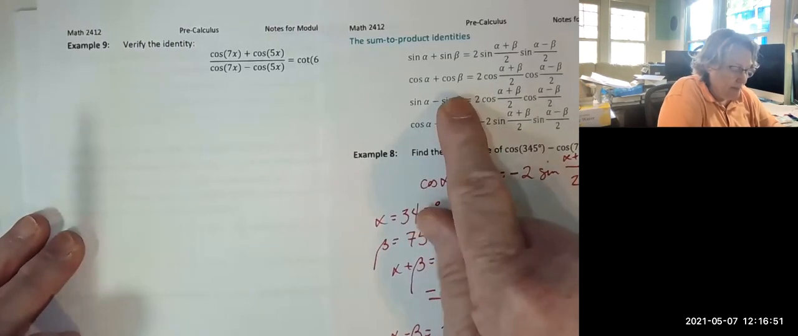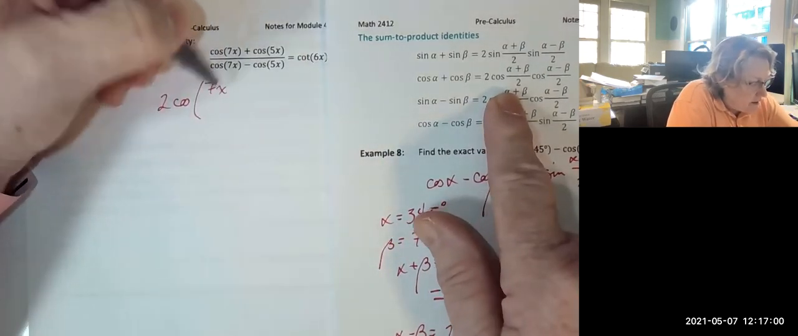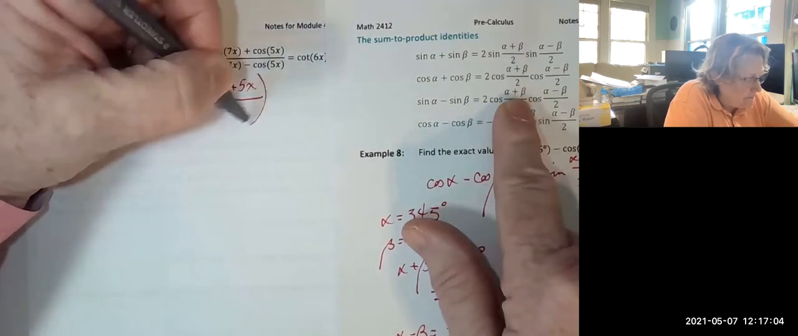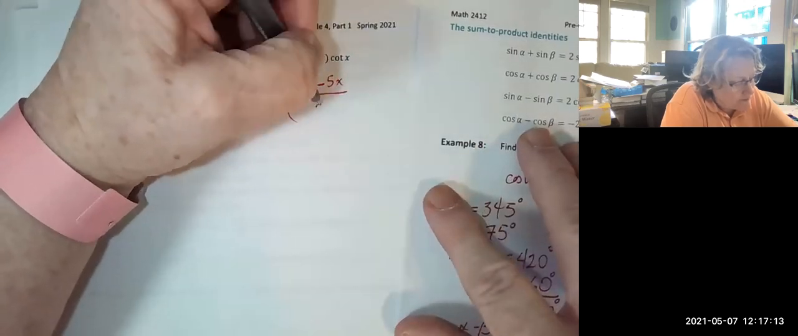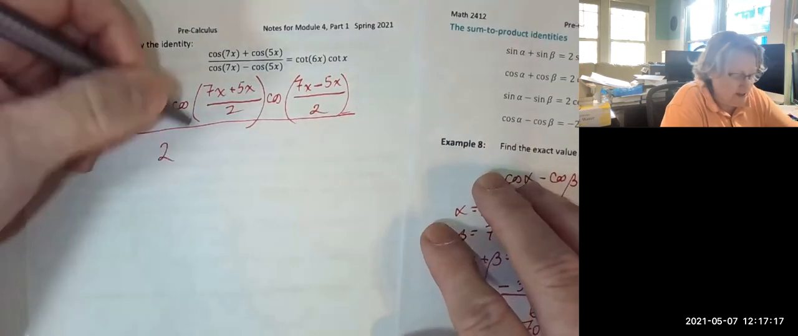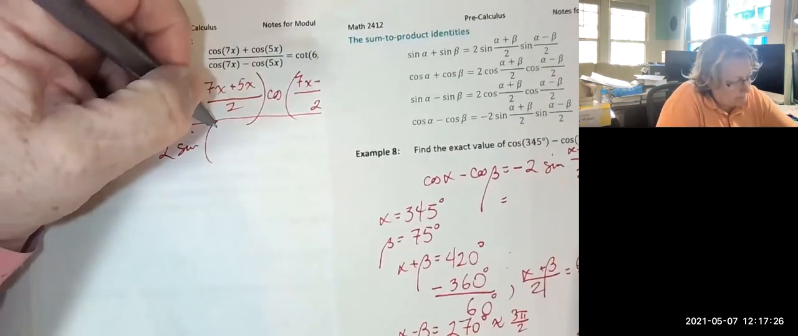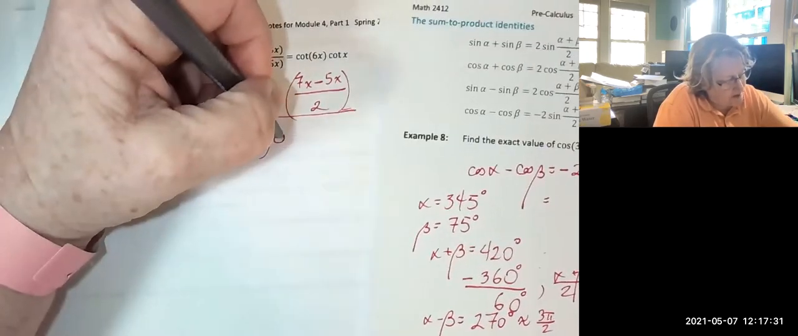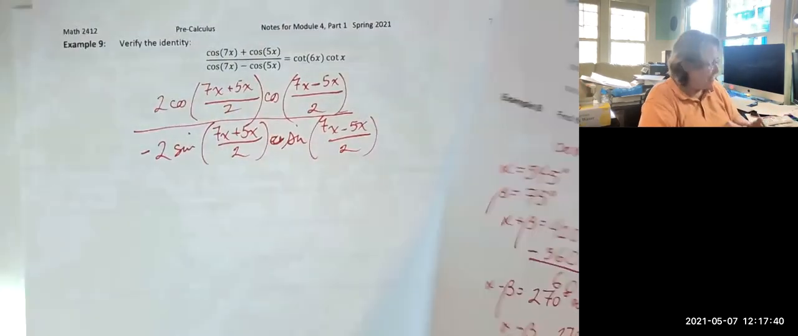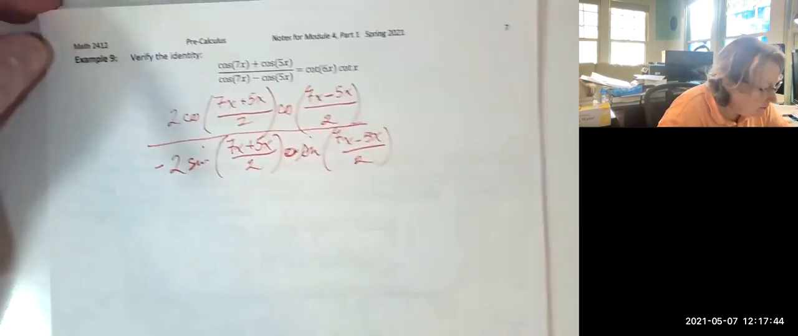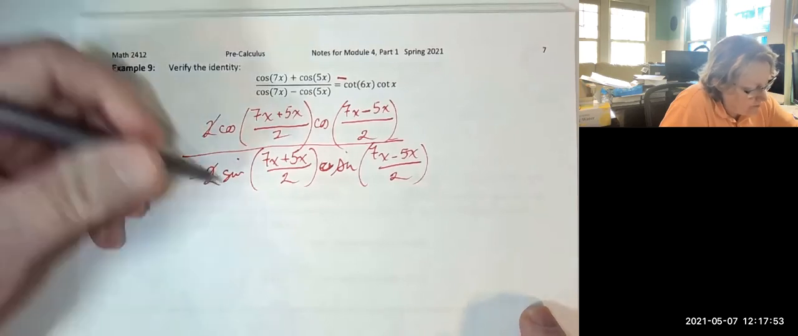The cosine of the sum is 2 times the cosine of (7x plus 5x) divided by 2 times the cosine of (7x minus 5x) over 2. The cosine of the difference is -2 times the sine of the sum times the sine of the difference, (7x minus 5x) over 2. So now we've got, that's definitely going to be negative. Okay, so now these 2's divide out. We are going to have a negative up front.